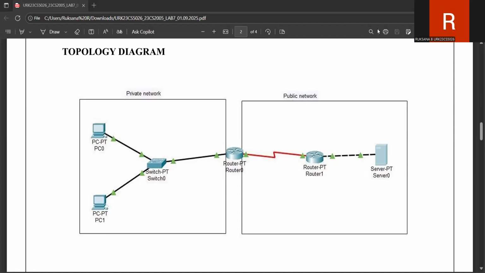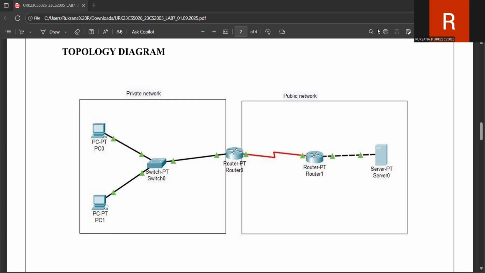Hello everyone, my name is Ruxana and today I'm going to explain my lab exercise 7, that is enabling secure internet access with NAT and PAT. The aim of this experiment is to configure and verify network address translation, that is NAT, and port address translation, that is PAT, on a router. This enables internal private hosts to access the internet securely while conserving public IP addresses and improving network security.